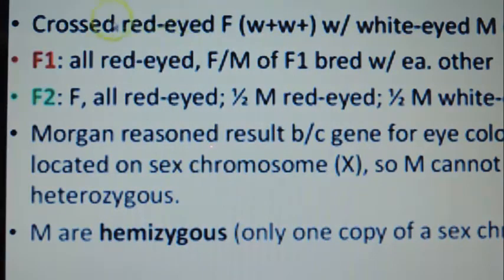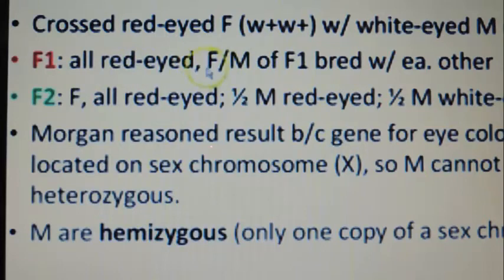Now, looking at the experiment conducted by Morgan, he originally took a red-eyed female homozygous for the wild-type gene and crossed those females with white-eyed males, so they're mutant for that particular gene. Obviously, if one parent is homozygous wild-type and the other parent is homozygous mutant, all the offspring are going to be heterozygous. So heterozygous offspring in this instance had the wild-type characteristic.